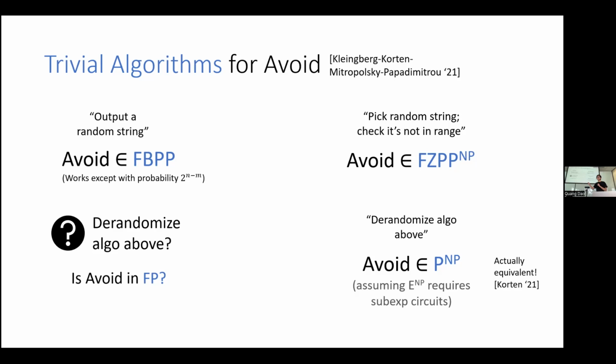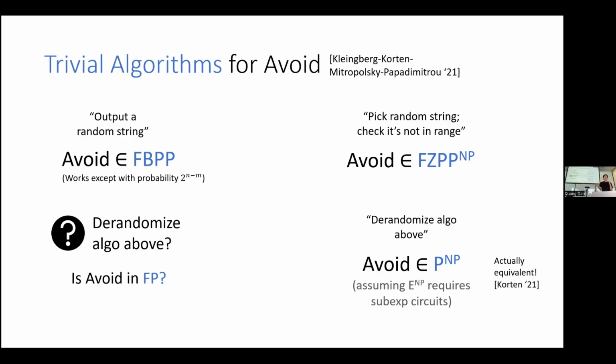Sorry, what does the bottom right part of the slide indicate? The part about avoid NP to NP? Oh, this means there is a derandomization of the trivial algorithm, which runs in polynomial time with the NP oracle. This is kind of a derandomization version of the algorithm above. So our question is whether you can also derandomize the trivial algorithm that simply generates a random string and obtain a deterministic polynomial time algorithm. Okay.